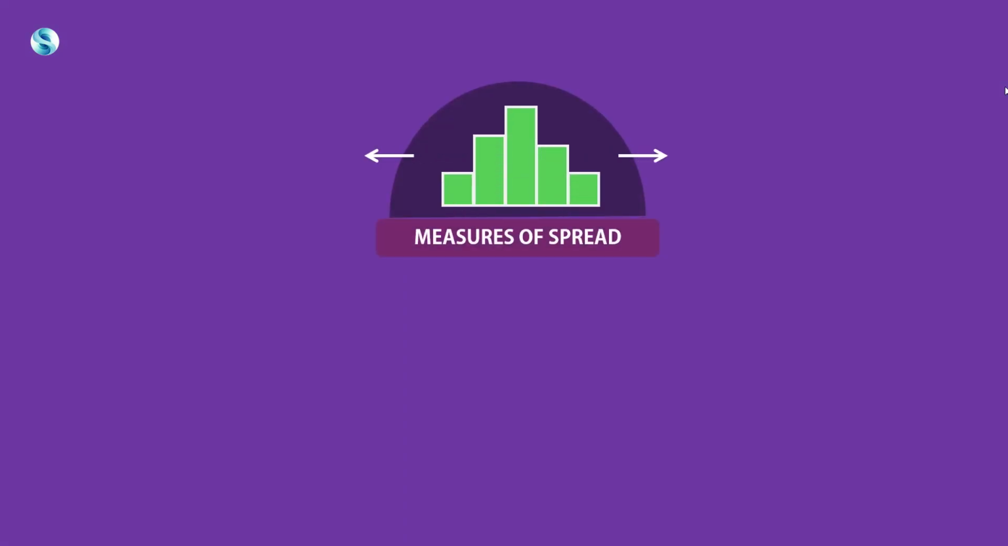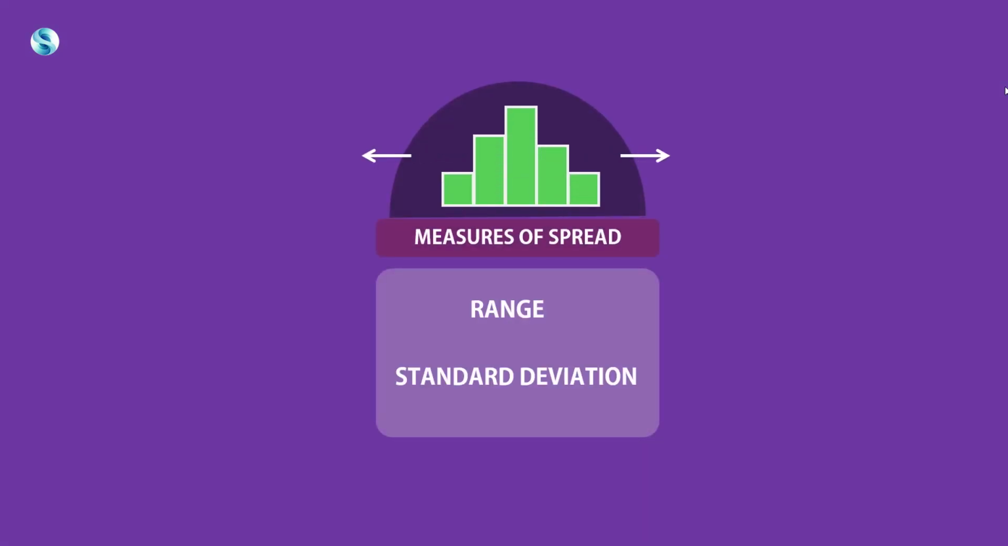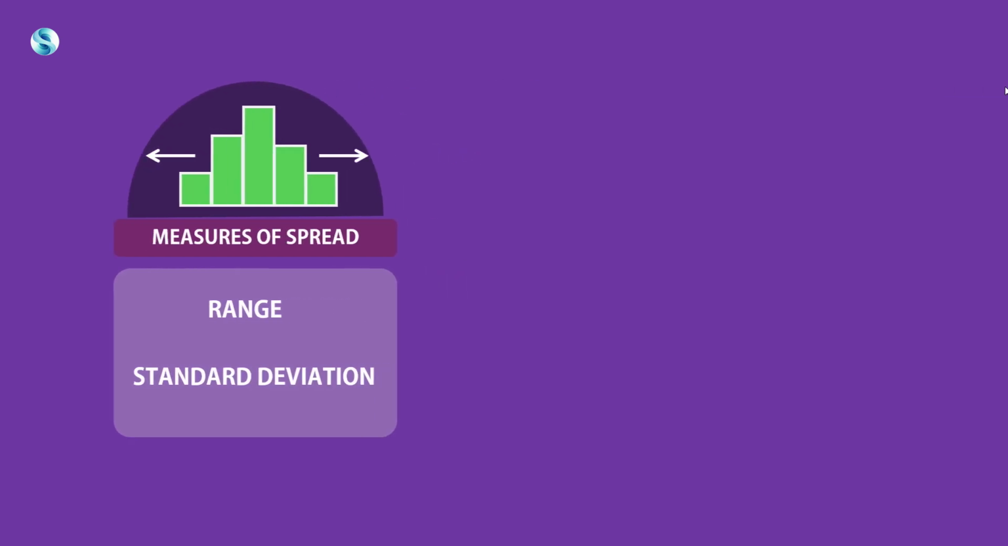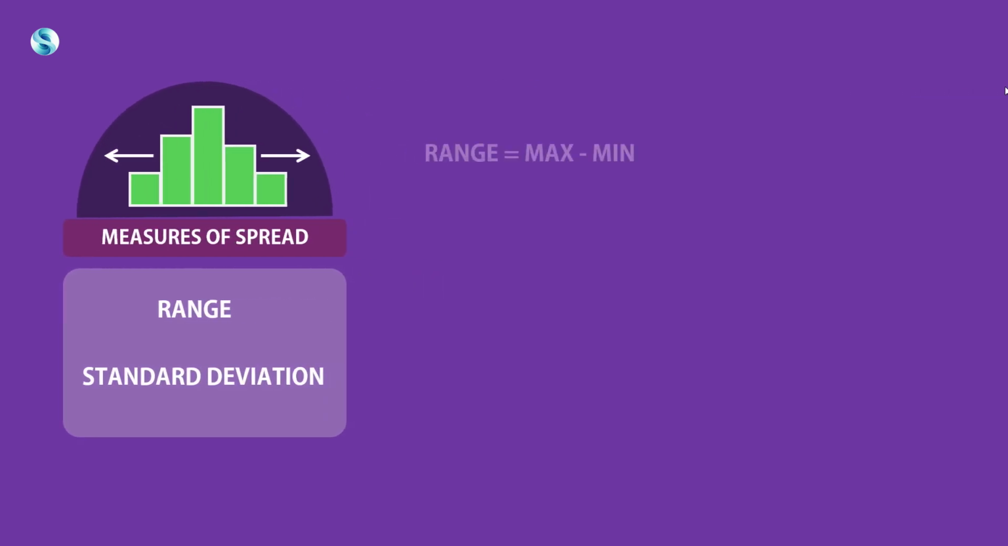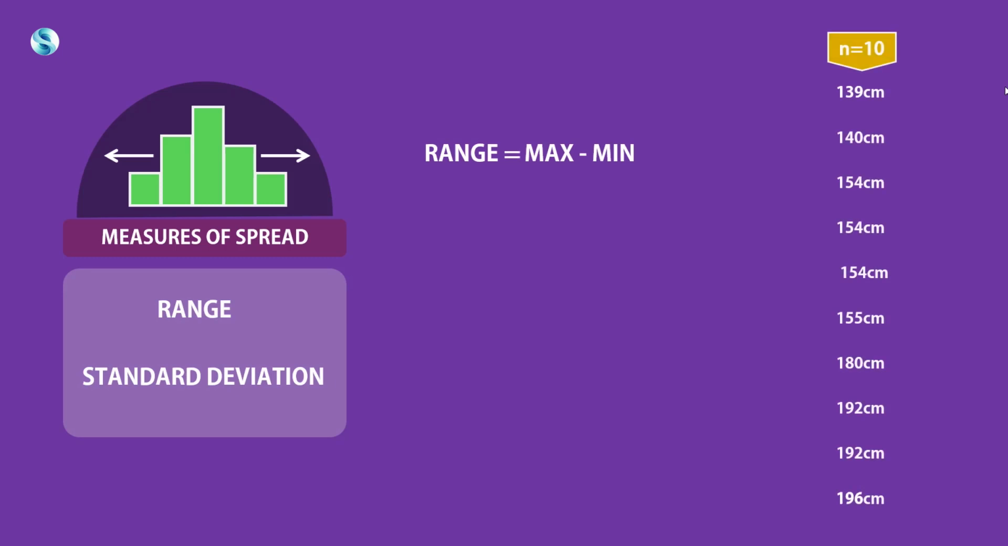Now let's talk about the measures of spread. This includes the range and standard deviation. Both of these values measure spread in a different way. The range is simply the maximum minus the minimum. So it tells us how much room a distribution takes. In this dataset, the range is equal to the largest number, which is 196, minus the smallest number, which is 139. As a result, the range is equal to 57.